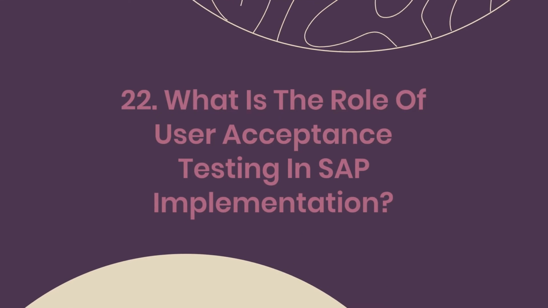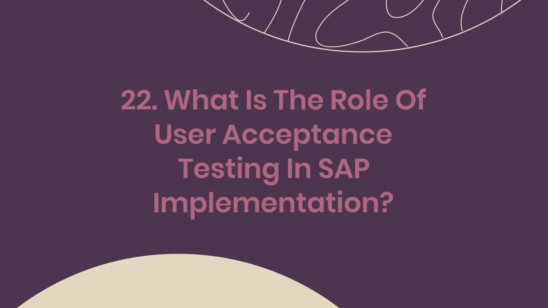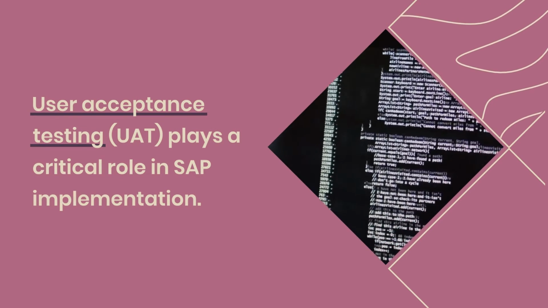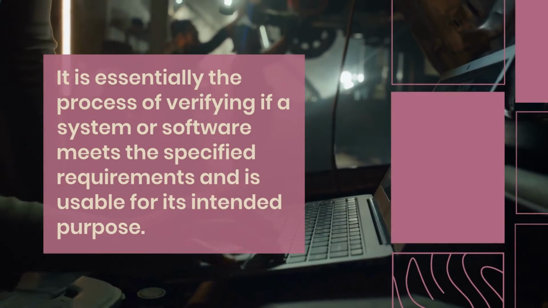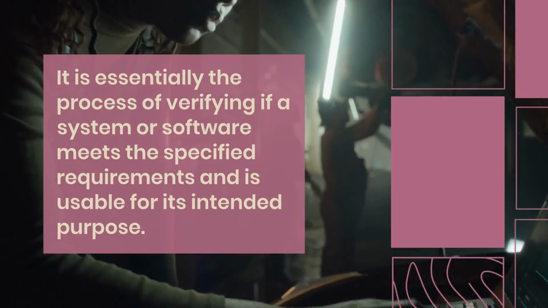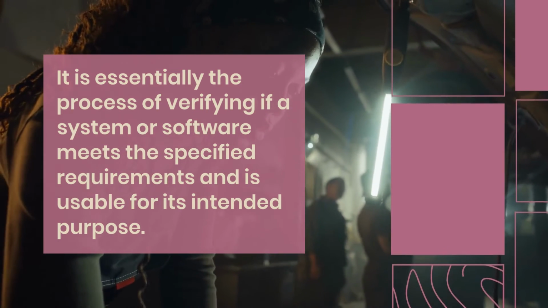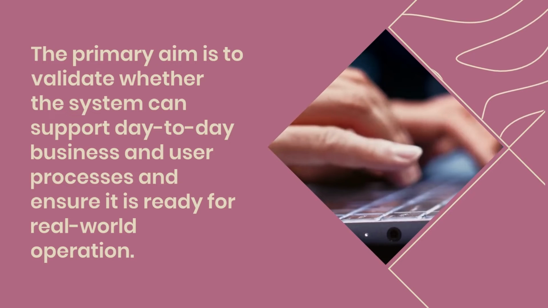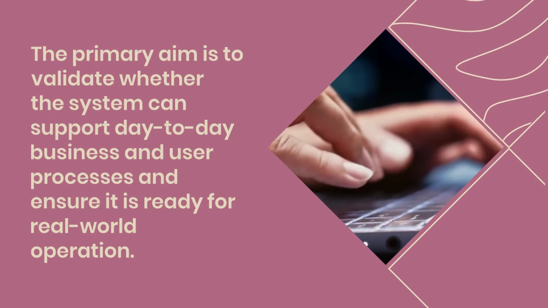22. What is the role of user acceptance testing in SAP implementation? User acceptance testing, UAT, plays a critical role in SAP implementation. It is essentially the process of verifying if a system or software meets the specified requirements and is usable for its intended purpose. The primary aim is to validate whether the system can support day-to-day business and user processes and ensure it is ready for real-world operation.